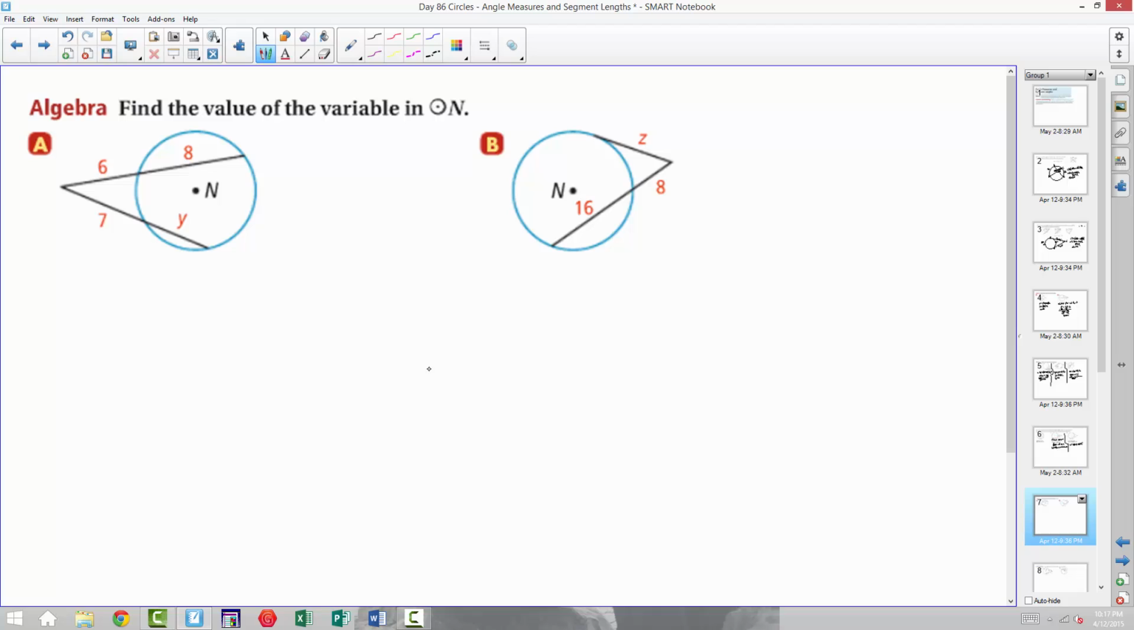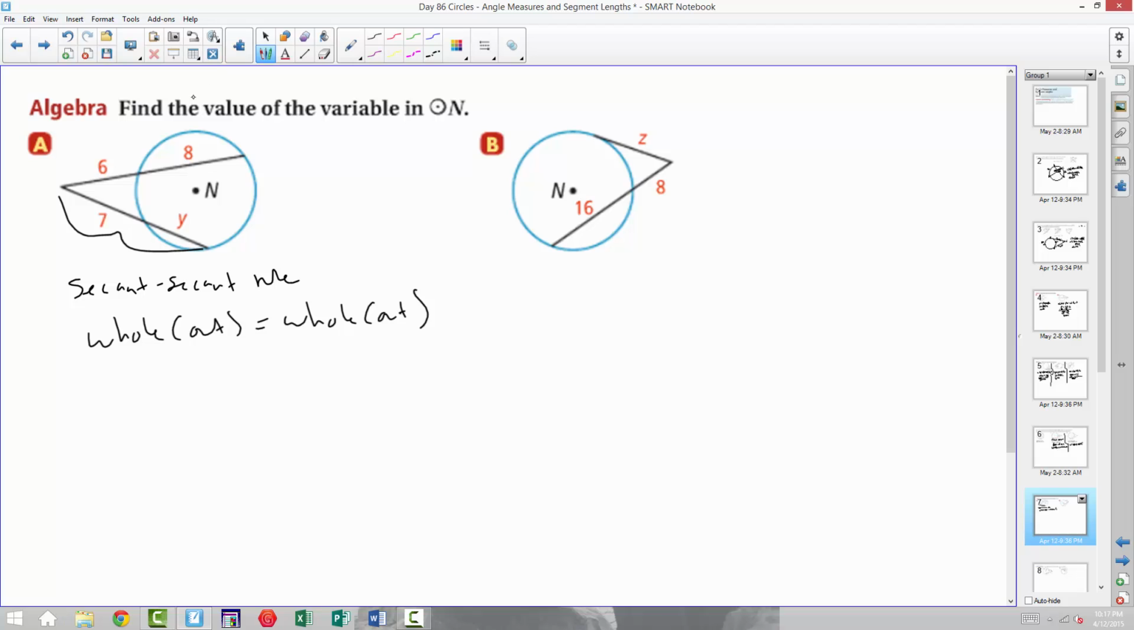So first of all, you want to identify the rule. So in this example A, I know that I have two segments that touch the circle twice. Therefore, this is the secant rule, which states that it's the whole times the outside equals the whole times the outside.